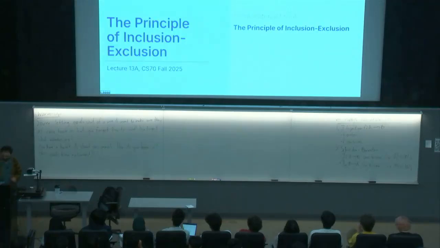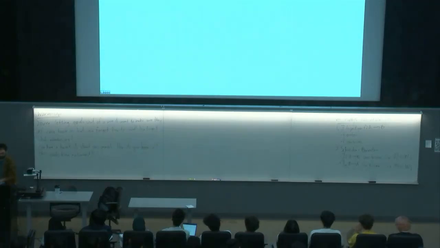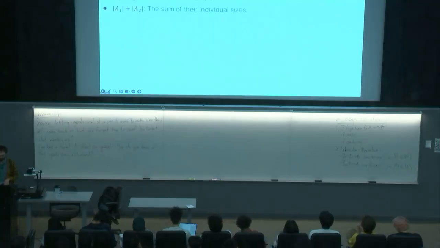It's gone. Okay, so the principle of inclusion-exclusion, you've seen this 2-set version for sure. If we have 2 sets, A1 and A2, and I want to know the size of their union, we know that the size of the union of those two sets is the sum of the individual sizes minus the size of their intersection.